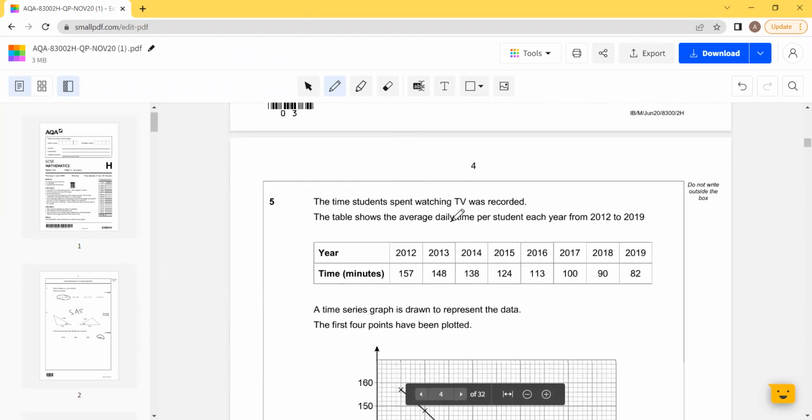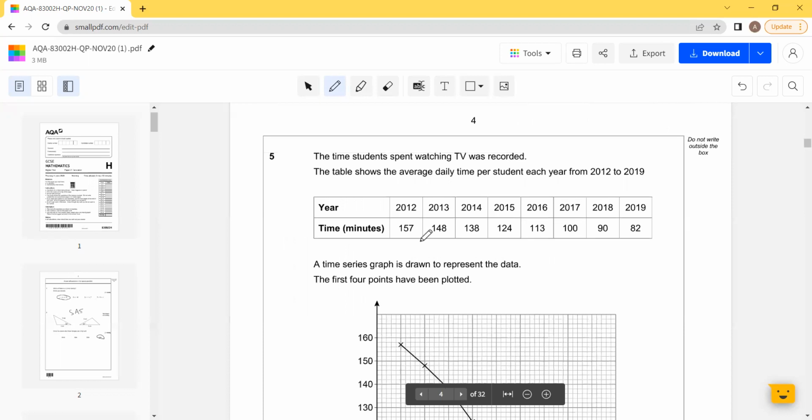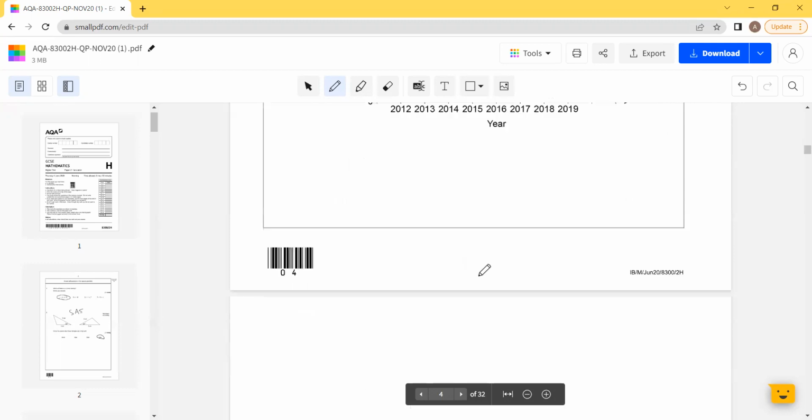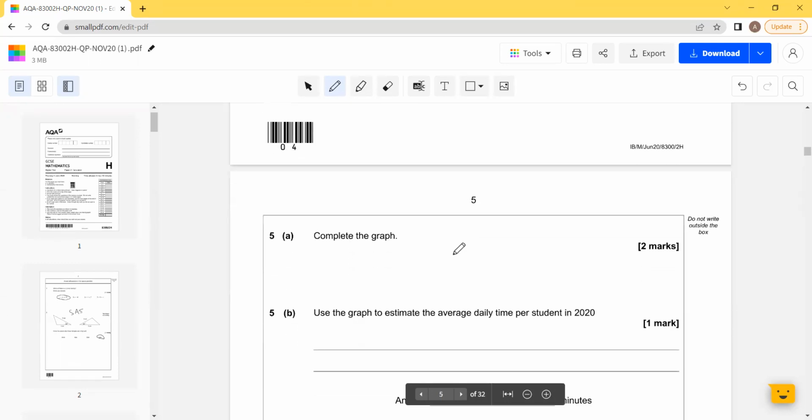Okay, question 5. The time students spend watching TV was recorded. The table shows the average daily time per student each year from the years 2012 to 2019. A time series graph is drawn to represent the data. The first 4 points have been plotted. Question 5a asks us to complete the graph.